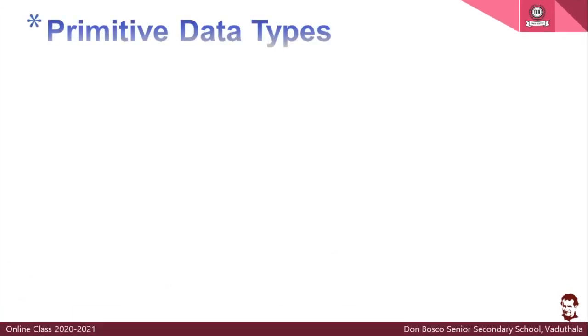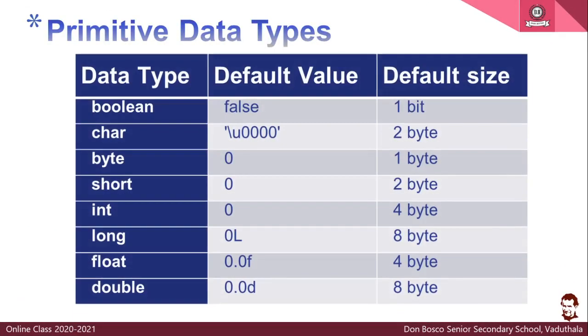In the table you can see the 8 data types already listed. And what is the next column? Default values. Kindly note it. Boolean, what is the default value? If you are not giving any value, Java automatically assigns a value, false, as an initial value. Then what is the character initial value? Okay, you can read this, \u0000, that means it is a null value.